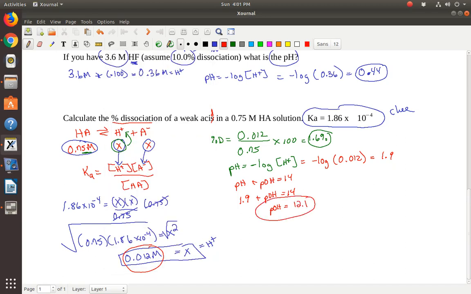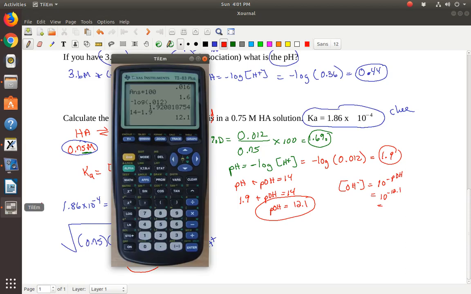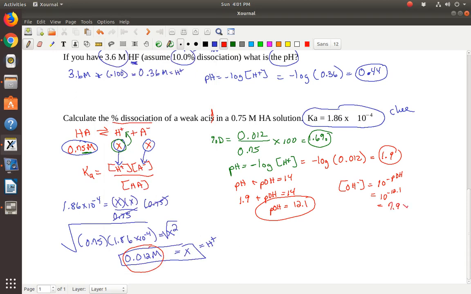Oh, is there anything else I can calculate? I can calculate the hydroxide ion concentration, because it's 10 to the negative pOH. So 10 to the negative 12.1. What's that? 10 caret negative 12.1. I get 7.9 times 10 to the minus 13 is the hydroxide ion concentration. See, I can do all kinds of things. Once I know one thing, like the pH, I can do all kinds of things. Okay, please take careful notes with this.